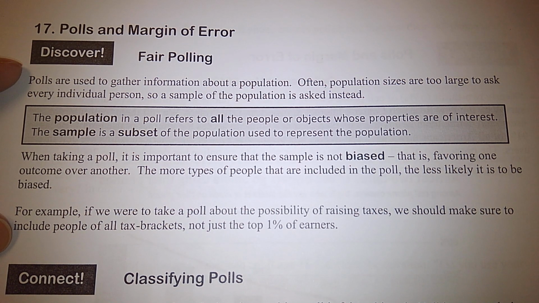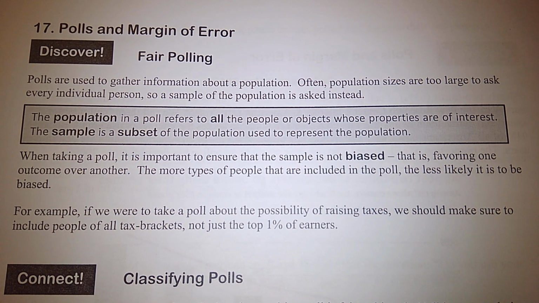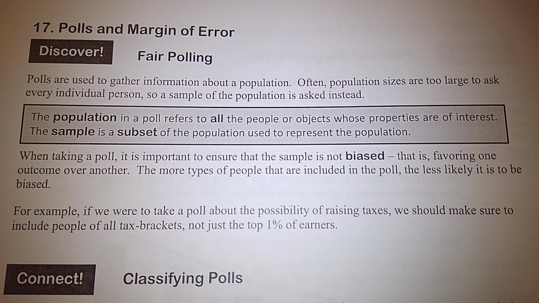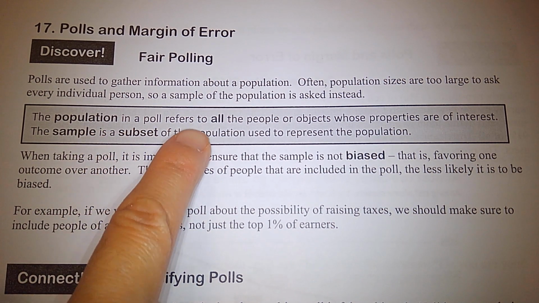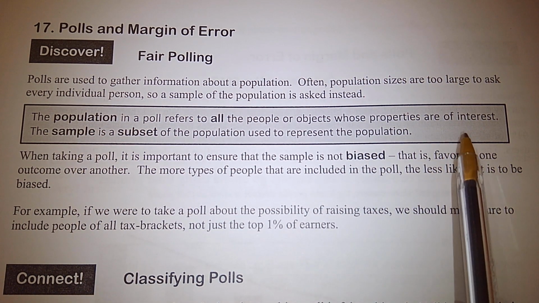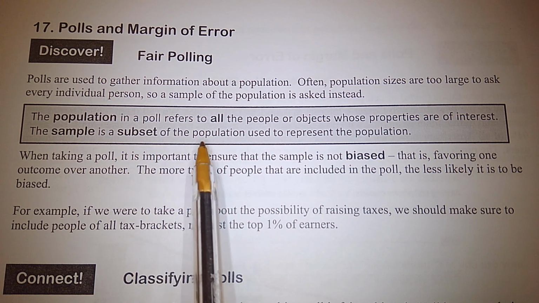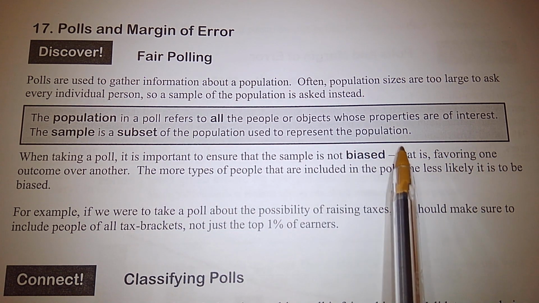Polls are used to gather information about population. Often population sizes are too large to ask every individual person, so a sample of the population is asked instead. Population in a poll refers to all the people or objects whose properties are of interest. The sample is a subset of the population used to represent population.